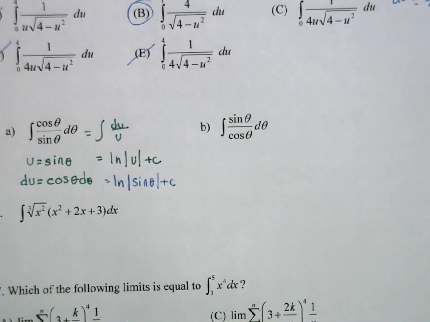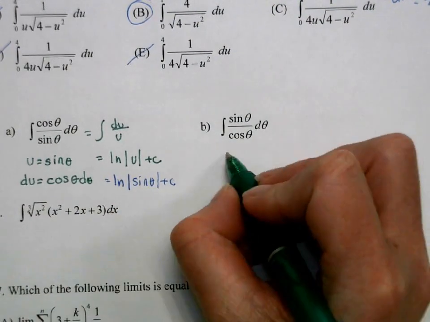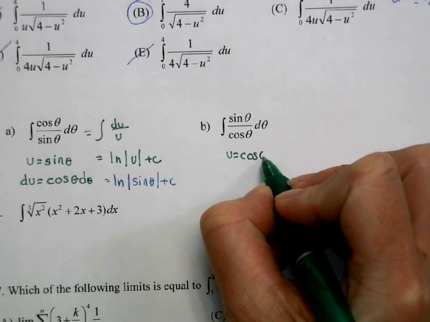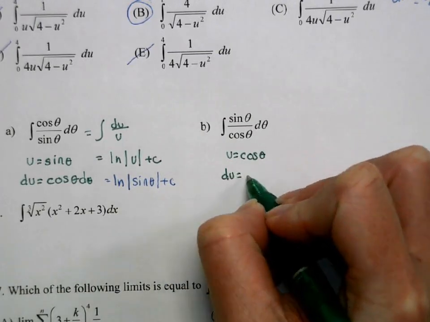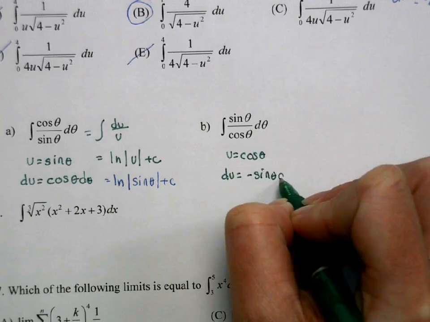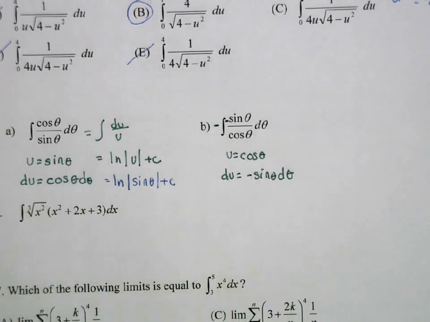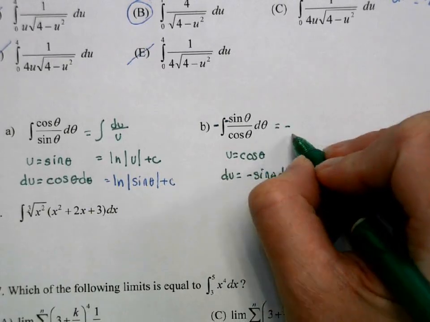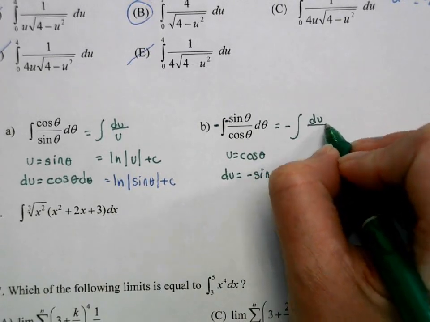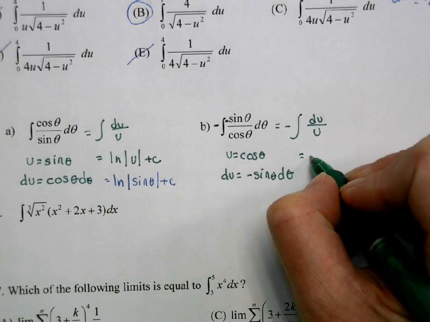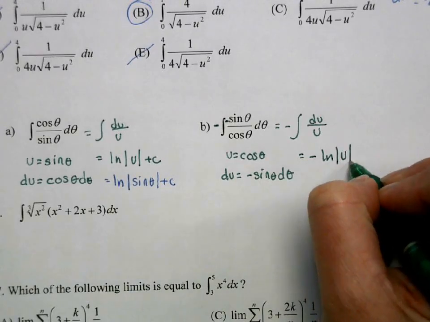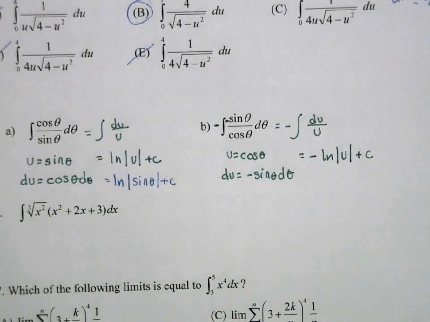We'll do similar here. I'm going to let u equal that denominator, which is cosine now. My du is a negative sine theta d theta. So I need a negative, so we'll have a negative here too. So we get negative natural log, absolute value of u, and then we'll substitute back in.